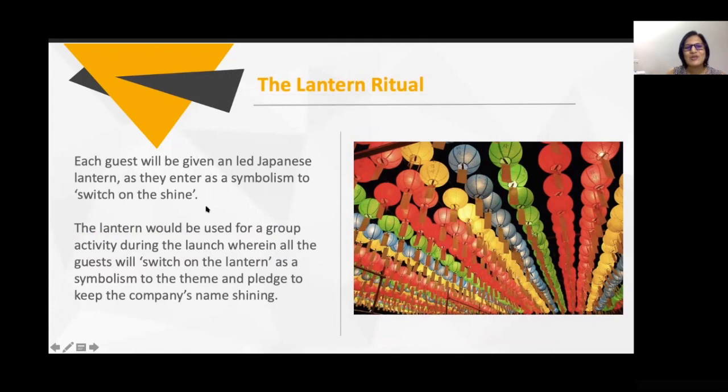It was symbolic to switch on the shine, because you have to light the lantern, and that means you're bringing forth your inner shine. So it was very symbolic, and it went very well with the theme. It would be used for a group activity where they would switch on the lantern and pledge, a promise or dedication these dealers made, that they would make sure the fortunes of the company stay bright. These kinds of elements are what clients really like when you suggest them, and they can actually get you in the consideration set of the clients.